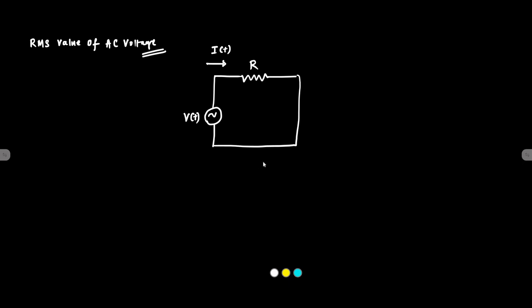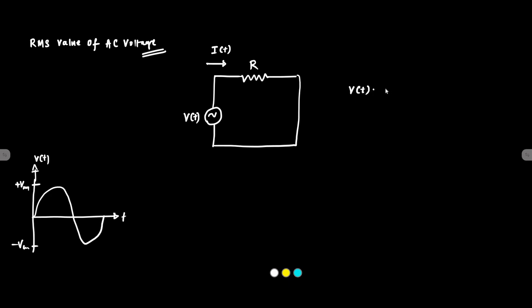Let's say the alternating voltage is expressed as Vt is equal to Vmax sine omega t, plotted between Vmax and minus Vmax against time. The full cycle has a time period capital T. When this voltage is applied to this resistor, it results in the flow of an alternating current and a certain amount of heat is produced.